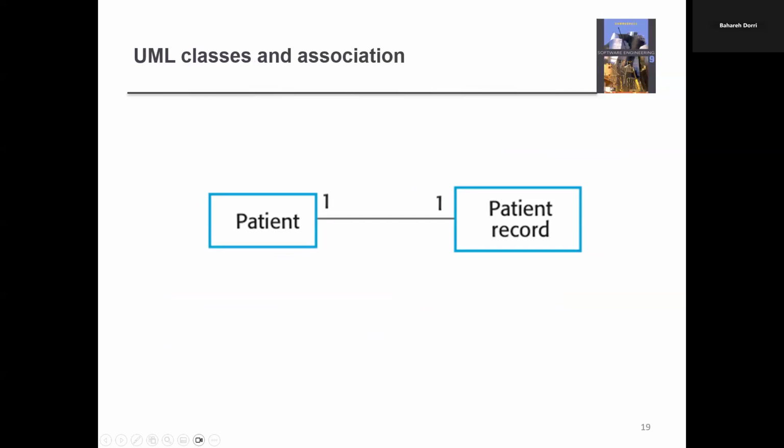This is a great example of a basic UML class diagram showing an association between two classes, patient and patient record. The line connecting them represents a relationship, and the numbers on each side indicate the multiplicity of that relationship. Here, both sides have a 1, which means this is a one-to-one relationship. So we are saying that each patient has exactly one patient record, and each patient record belongs to exactly one patient. This kind of relationship makes sense in healthcare systems where a patient has a unique medical file that stores their complete treatment history.